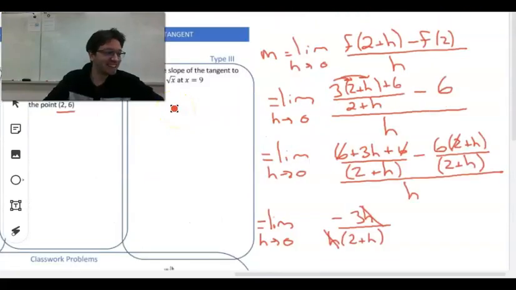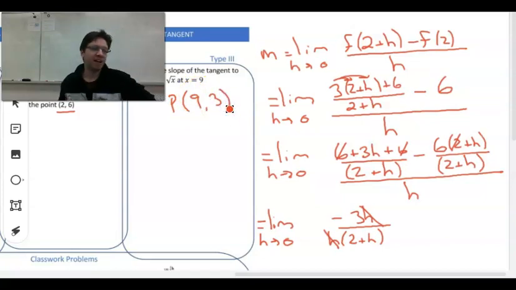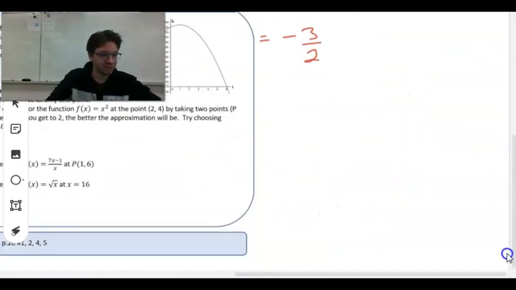It says find the slope of the tangent to f at x, where the function is the square root of x, when x is 9. Well, when x is 9, you can see what your point is. Your point is 9 and the square root of 9 is 3. So find the slope of the tangent to f at x equals the root of x at the point 9 and 3. So let me grab some space over here so we can do this. I'll use a different color.